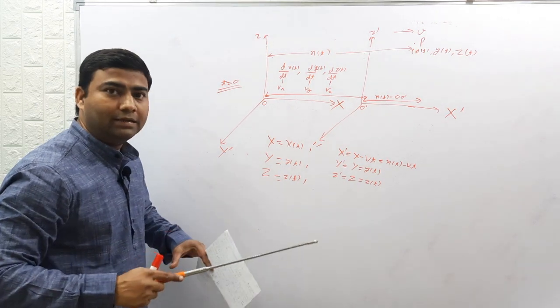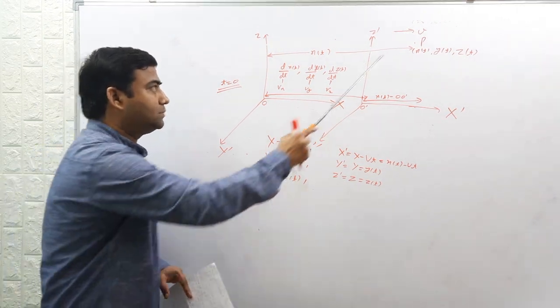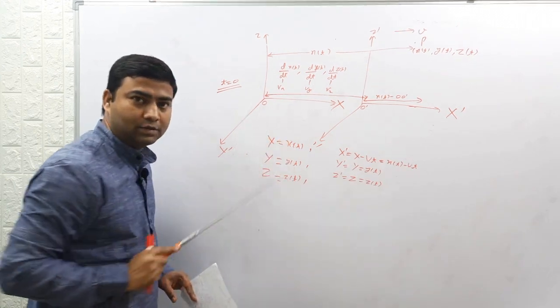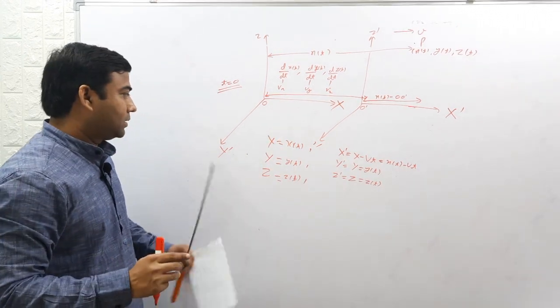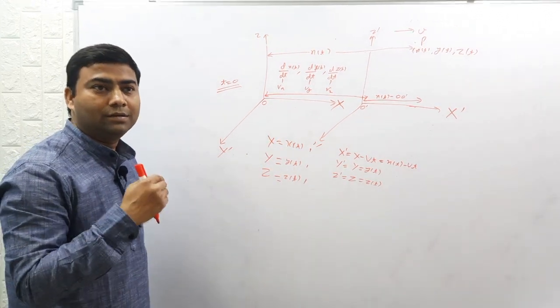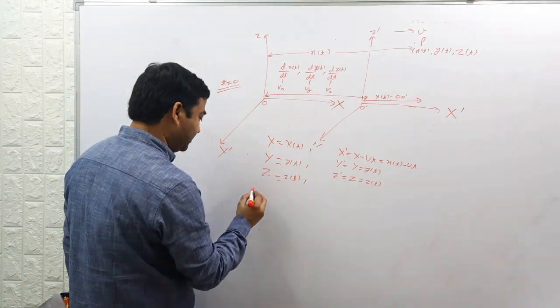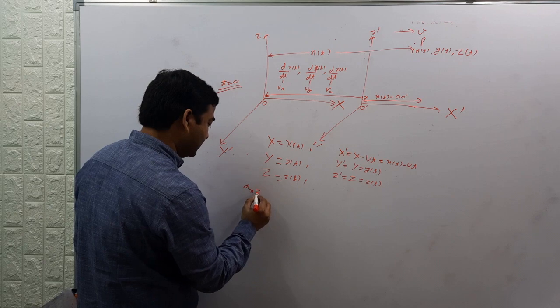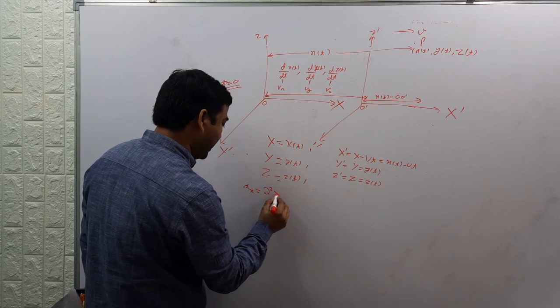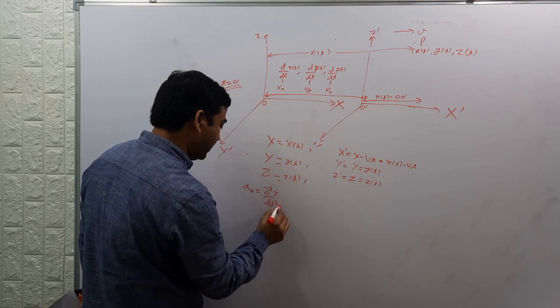Now we will find acceleration of this point from both frames and draw an important conclusion. Acceleration in this frame ax is d2x by dt square.